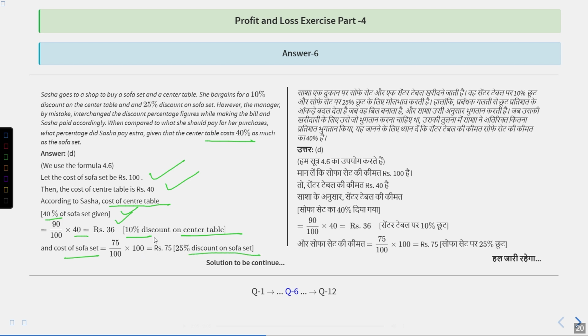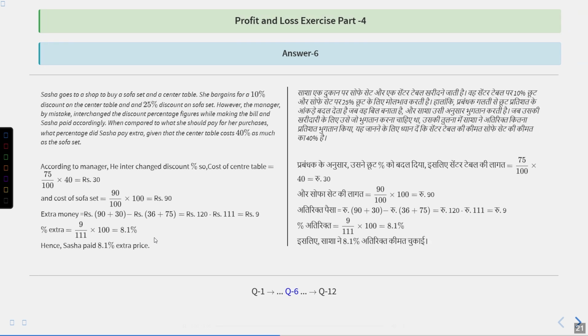Clear? Now the solution to be continued. Now according to the manager, he interchanged the discount percentages. It is given in the question. So the cost of the center table will be 75% of 40, which is 30. And the cost of the sofa set will be 90% of 100. So it becomes 90. How much extra money did she pay? So 90 plus 30 minus 36 plus 75, which becomes 120 minus 111, which is 9 rupees.